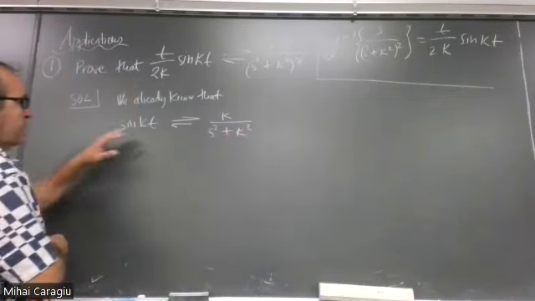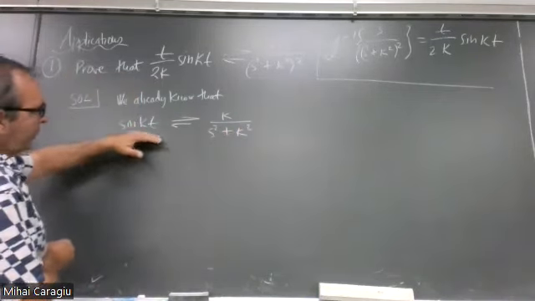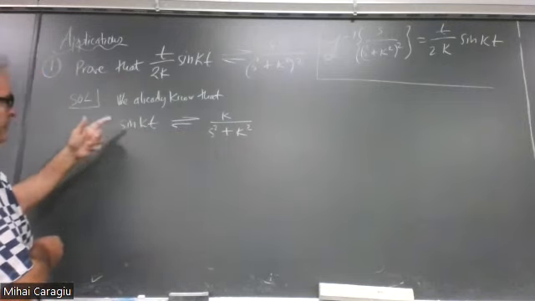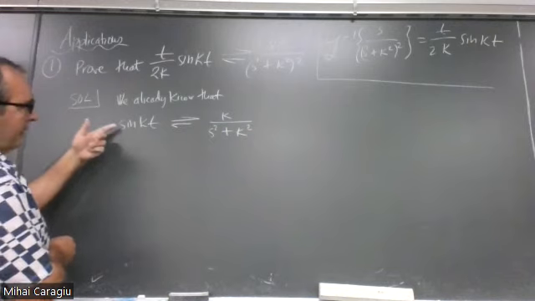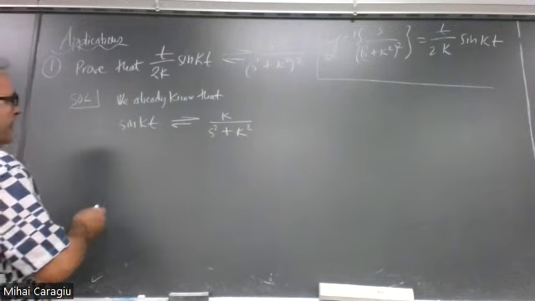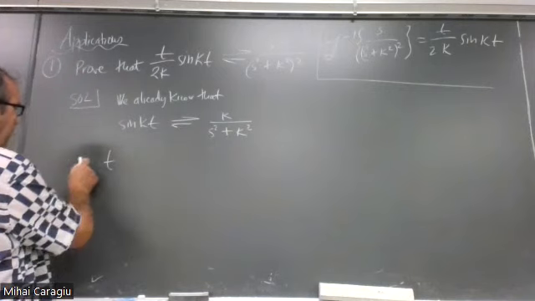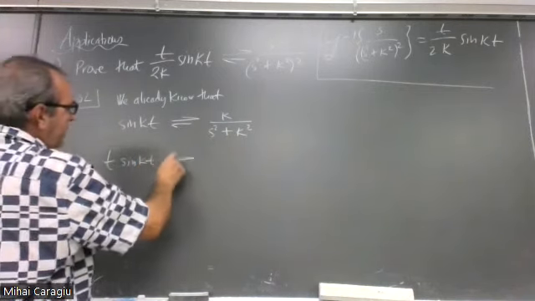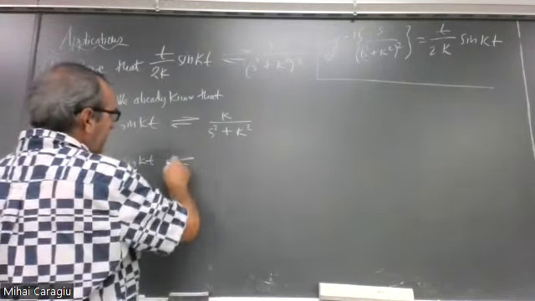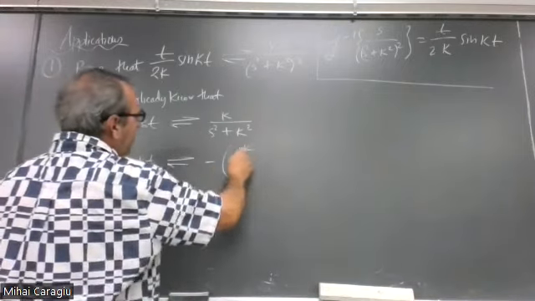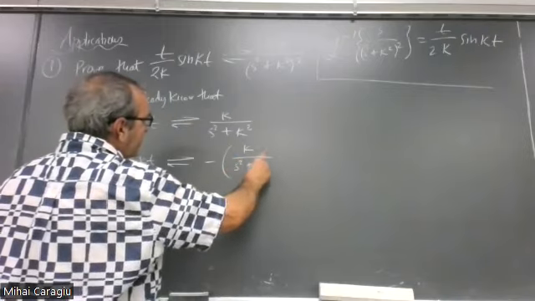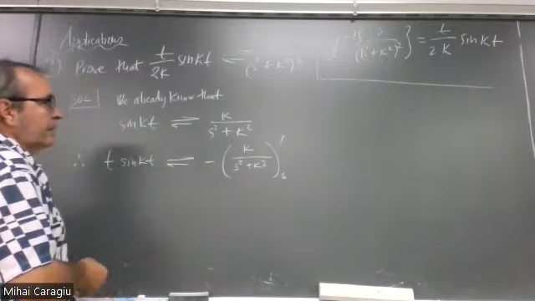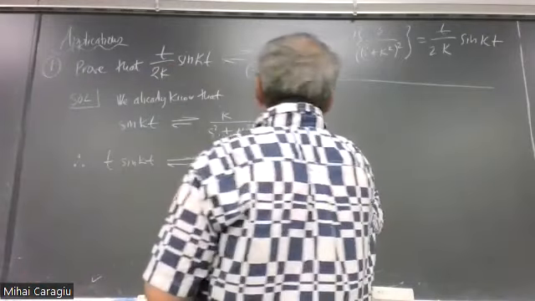Now treat this like a small f of t, big F of s, and apply the formula for multiplying the input function by t in the Laplace transform. Therefore, t sine kt will be transformed into minus the derivative with respect to s of k over s squared plus k squared.